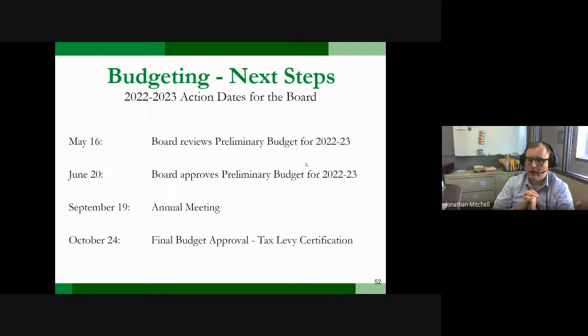So next steps for budgeting, the boards will review the preliminary budget for 22-23 on May 16th and approve that preliminary budget on June 20th. That gets us to our July 1 fiscal year start. The community will be engaged on September 19th in the annual meeting and budget hearing. So that's the opportunity to see a live presentation. It will have components that are similar to the conversation today about our budgetary process for the 22-23 school year. And then October 24th, the board would plan to meet and do the final budget approval and tax levy certification.